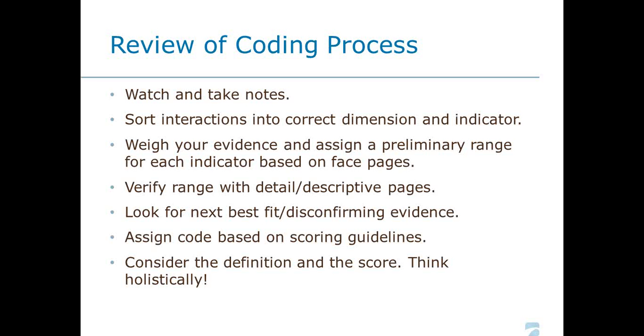The next piece of the coding process is to weigh that evidence and assign a preliminary range for each indicator based on the face pages for each dimension. From that point, you verify the range by looking at your detail or descriptive pages following the face page. An important piece is to look for the next best fit or disconfirming evidence when you're deciding which range is going to be your best fit. No range is a perfect fit, so you need to find the one that matches the best.